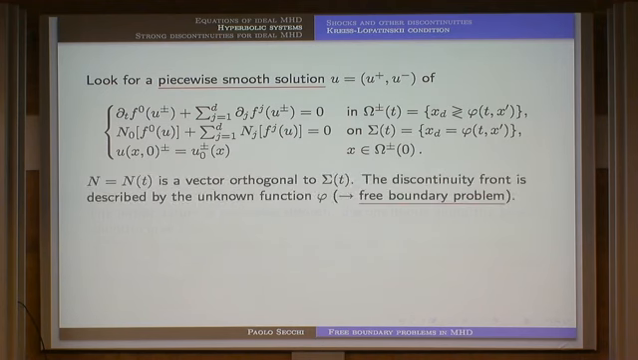Well, these n_0, n_1, up to n_d are the components of a vector n depending on time, a vector orthogonal to sigma of t. This discontinuity front, sigma of t, is described by this unknown function phi, which is an unknown of the problem. So this is a free boundary problem. This is the only place maybe where I say the words free boundary.